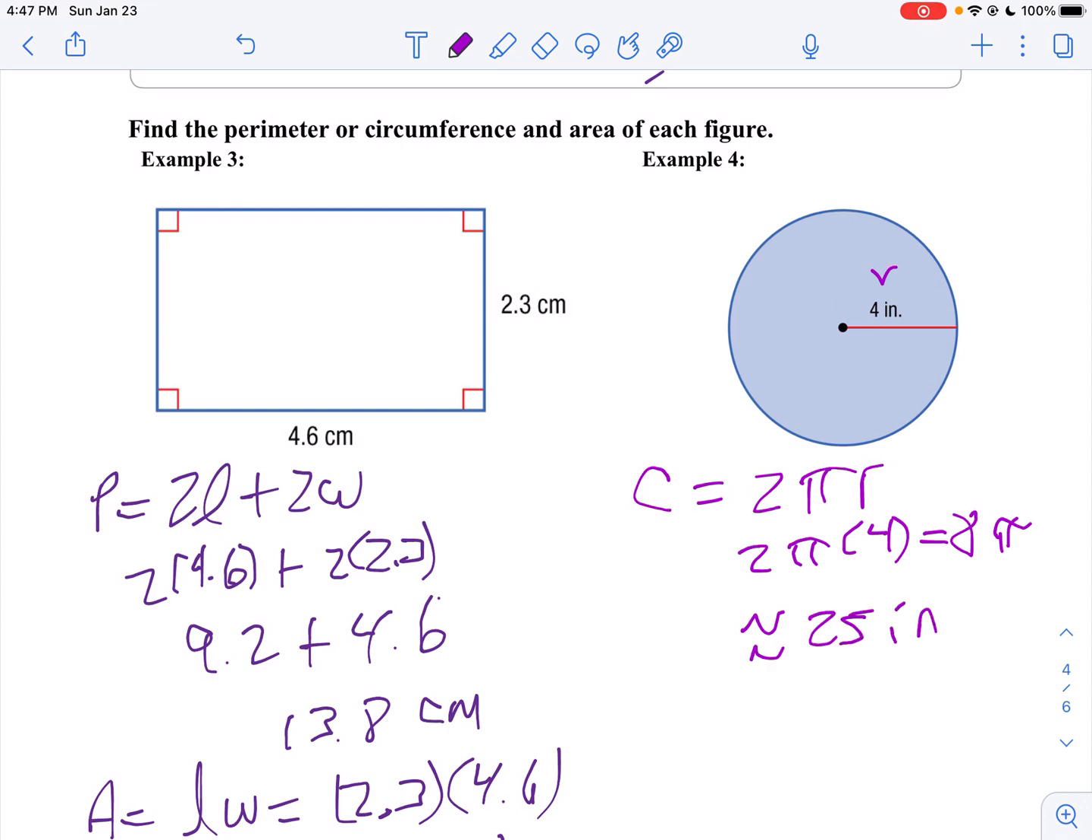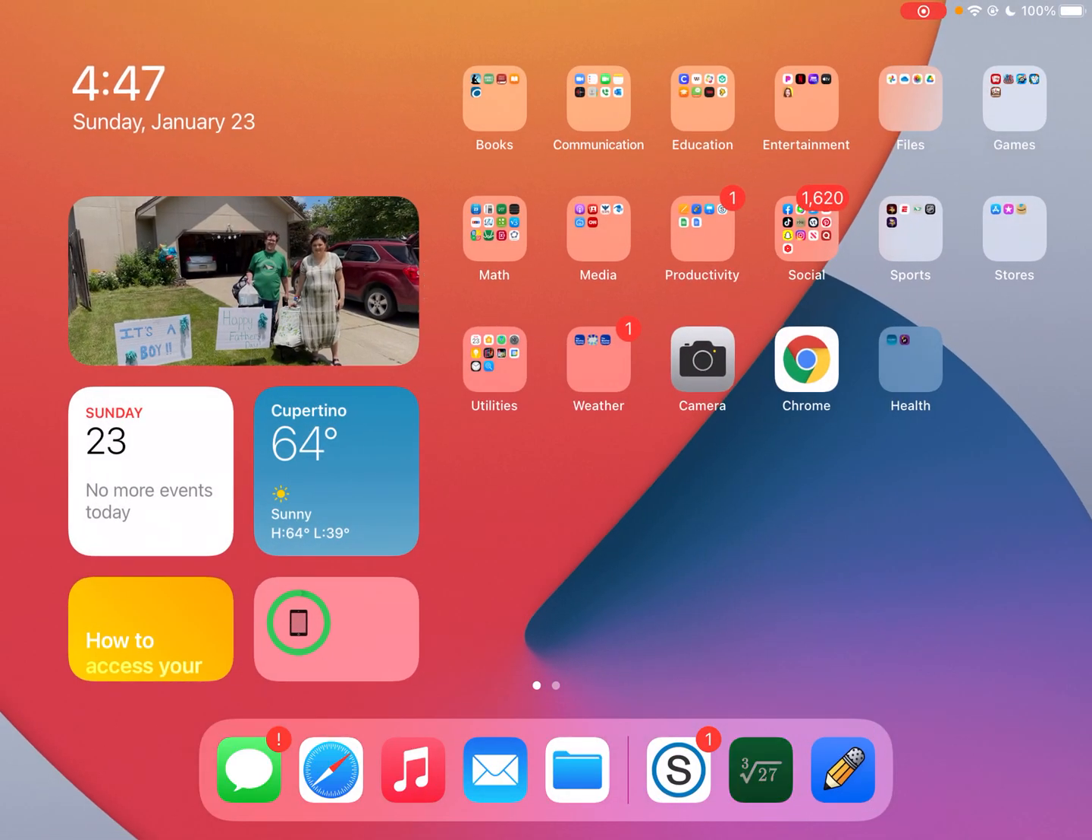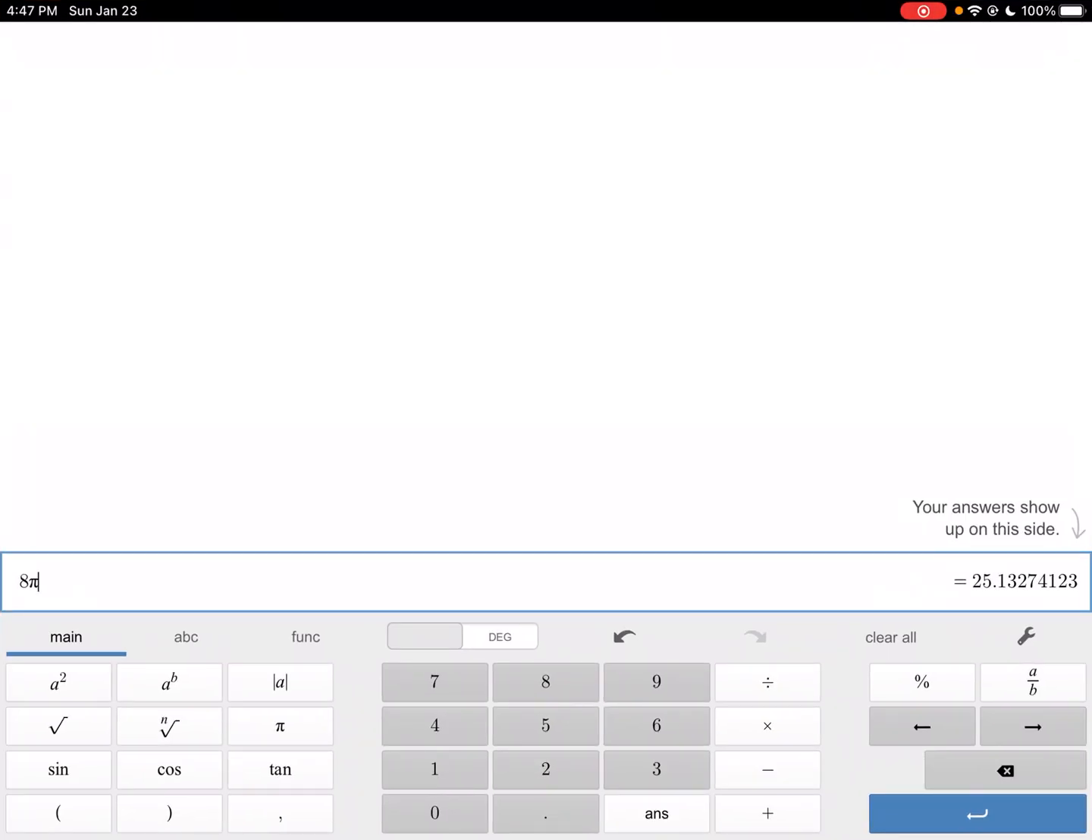And obviously, I'm perfectly fine with you saying 25.1. I'm kind of okay with 25.13. After that, I don't think you can measure it that closely. So I won't go anything beyond that.